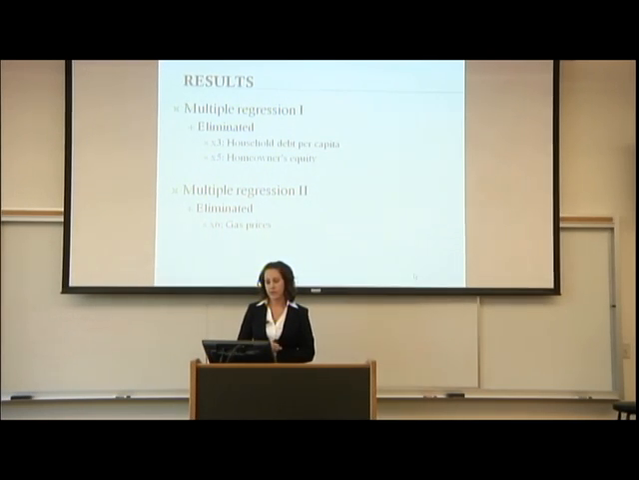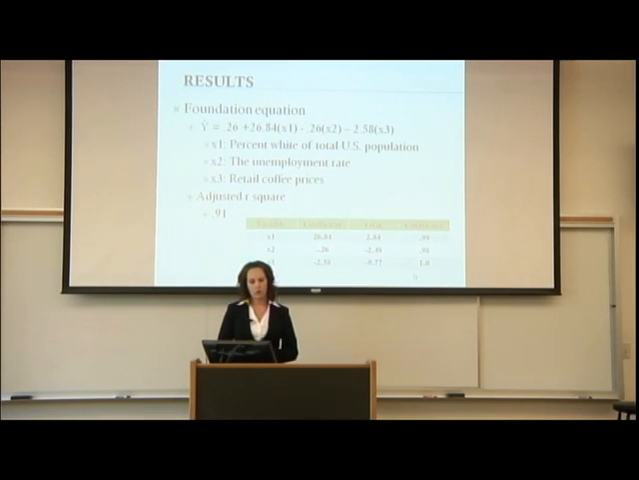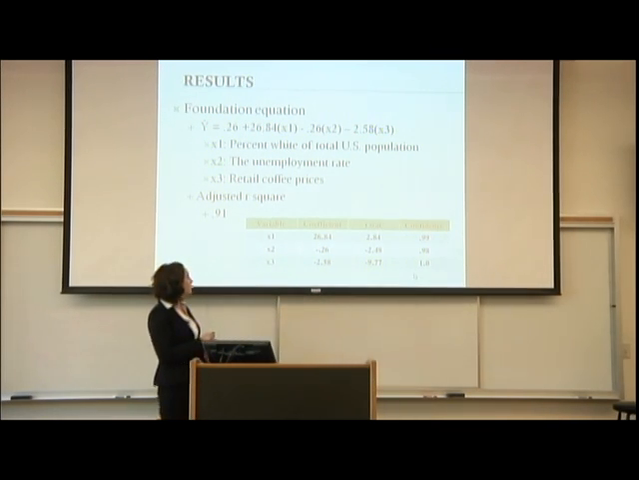The second multiple regression, after I took out those 2, ran all of the variables again, and for the same reason, eliminated gas prices because of the coefficient sign. So I came up with a foundation equation, which included the variables percent white of total US population, the unemployment rate, and retail coffee prices. And the adjusted R-square was very strong, 91%, and the coefficients, I'll give an example here too.